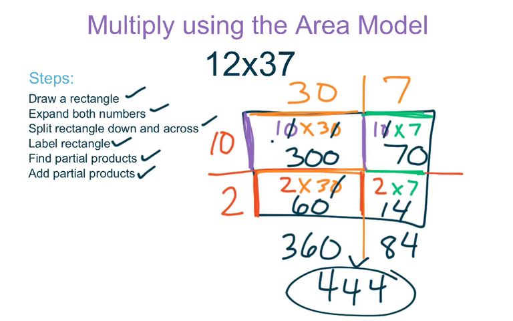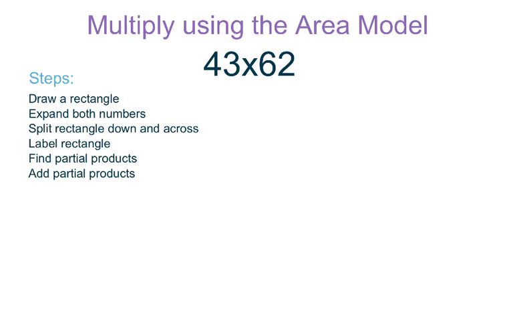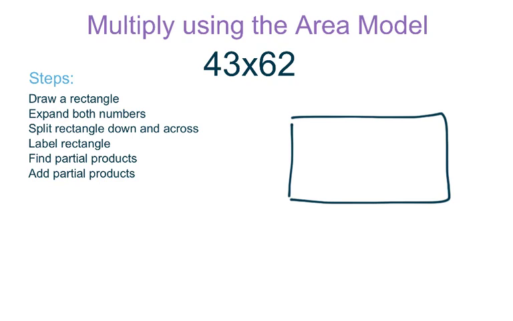Okay, this is our area model. We now have to split it into 4 pieces, 1 across, 1 down below, gives me my 4 sections of my rectangle. Let's go ahead and look at another one. The steps again are on our side. So our first step is going to be to draw our rectangle. We need to expand our number, 43 and 62. If I expanded 43, that would be 40 plus 3. And 62 would be 60 plus 2. This is going to help me out when I'm labeling my rectangle pieces.